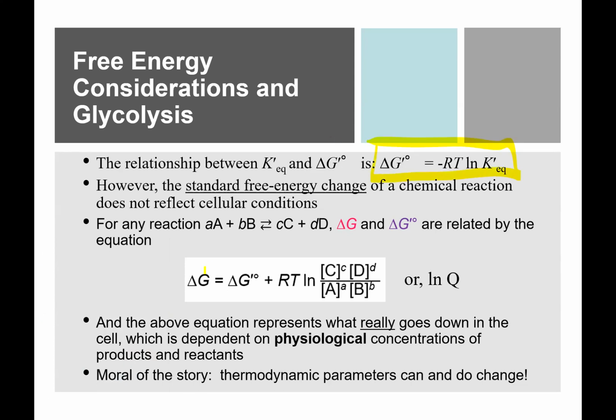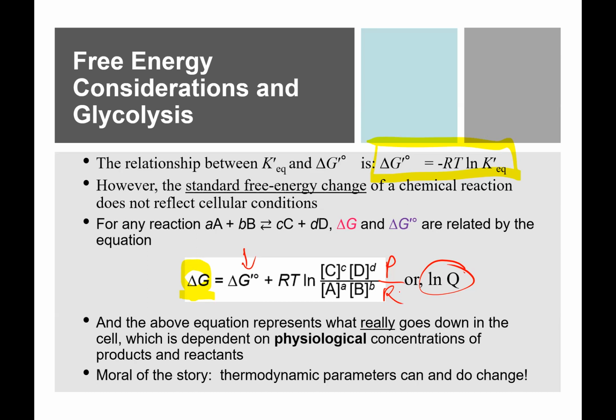to the real deal, as I mentioned, because what happens in the cell depends on the standard free energy change plus the term RT ln of Q. And that's the ratio of the concentrations of the products raised to their stoichiometric coefficients over the concentrations of the reactants raised to their stoichiometric coefficients.